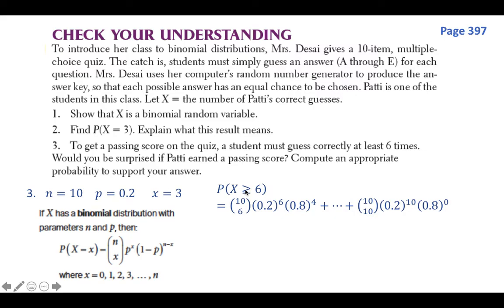Another way to do it is to use binom CDF. CDF, though, only gives you less than or equal to that value. So if we put in 6 in a CDF, it's going to give us 1 or 2 or 3 or 4 or 5 or 6 correct. But we don't want that. We want 6 or more. So what we're going to do is use the complement. The complement of 6 or more is less than 6 or 5 or less.